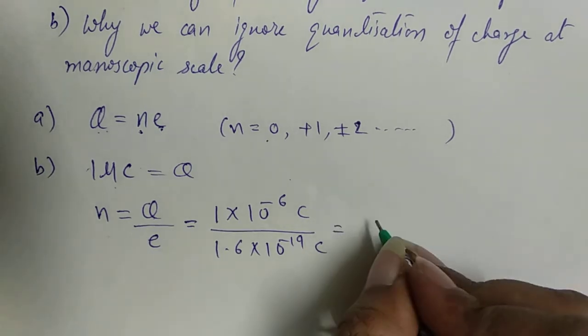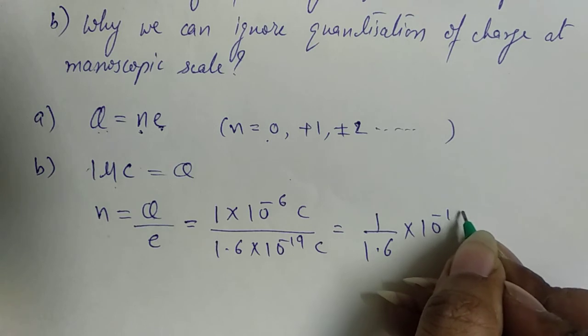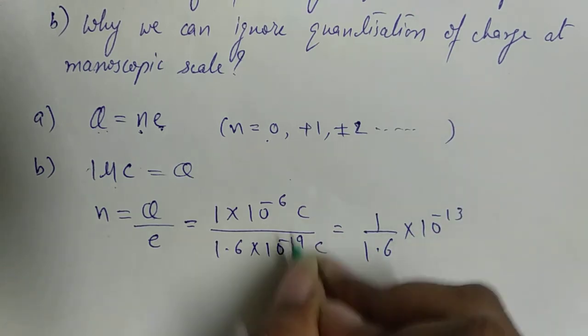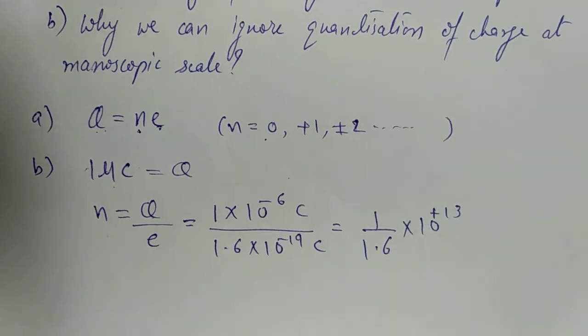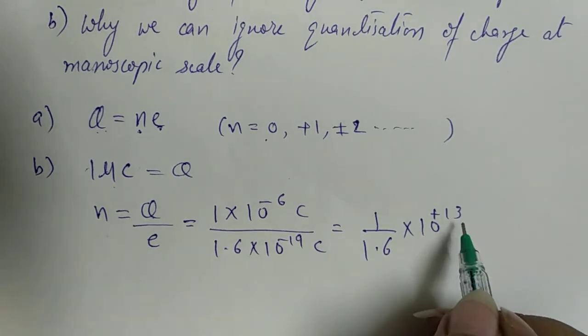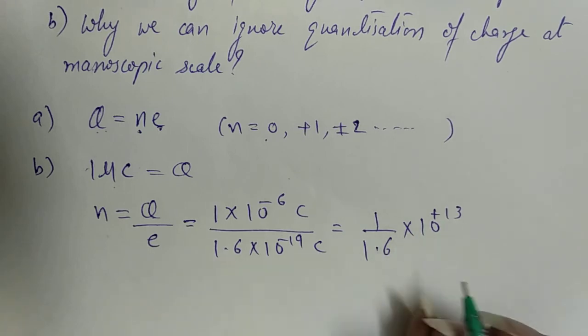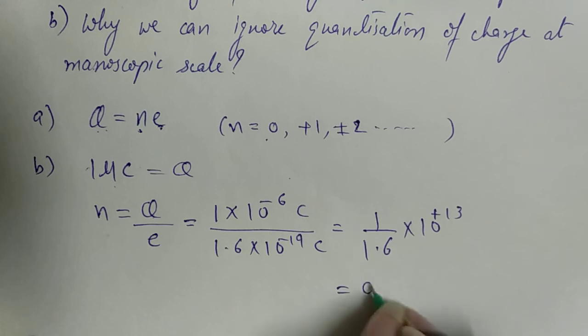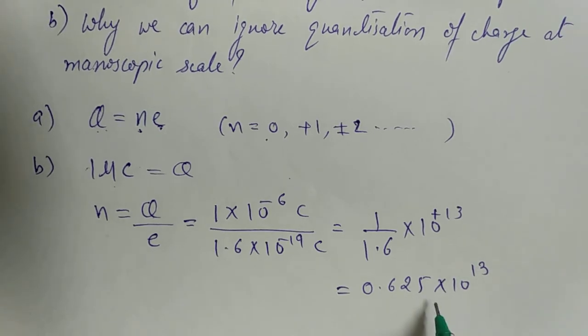If I solve this, this minus 19 will go in numerator. So it will give you minus 6 plus 19, that will give plus 13. This coulomb gets cancelled. As this is a number, it will not have any unit. So 0.625 into 10 raised to plus 13. This is the number of electrons present in 1 microcoulomb charge.